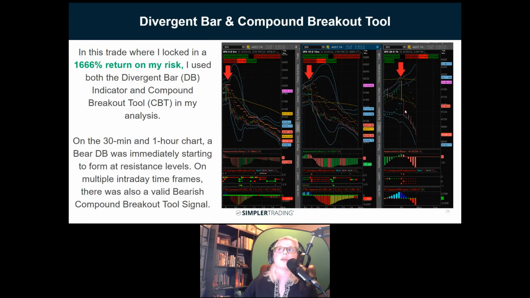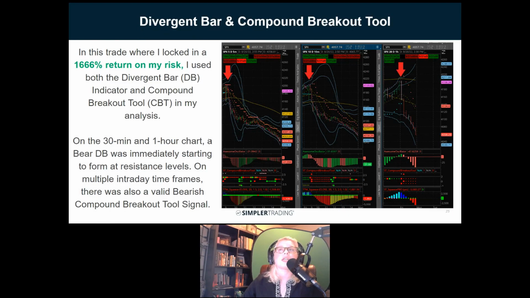And we also had bearish trend signals starting to appear on the hourly, the 10-minute chart, and didn't quite have one on the 5-minute at that time, though we did later in the day, which helped for the potential ride lower. So in this trade, I ended up locking in overall a 1,660% return on my risk using both of those indicators.